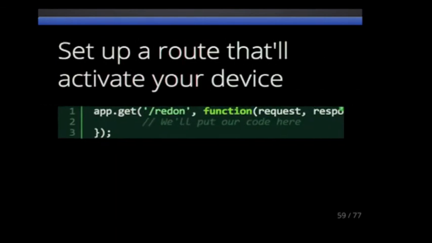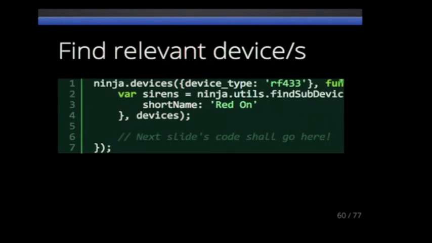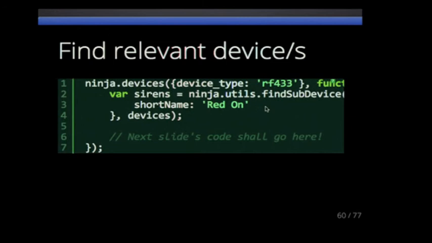OK. So you set up a route on your Node server. In this case, I've got red on, which means that whenever you access that URL, we want something to happen on our Node server. You find the relevant devices using the Ninja Block API. So here we're saying, OK, any 433 megahertz radio signal device, let's add it to the sirens variable there.